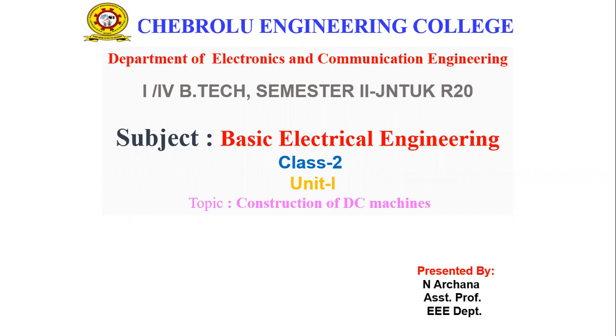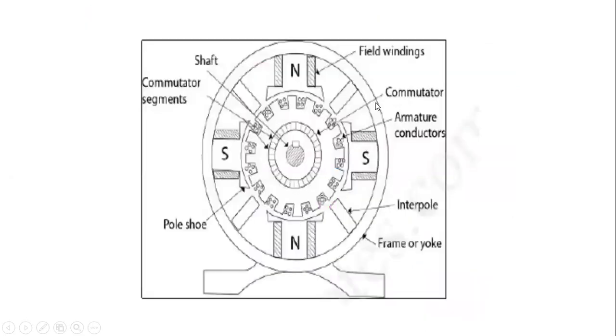A DC machine is an electrical machine. It converts energy either from mechanical to electrical or electrical to mechanical. Constructionally, the DC motor and the DC generator have the same parts. This is the total overall constructional diagram for the DC machine.